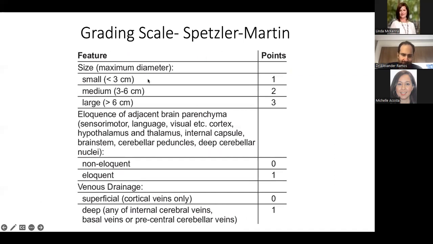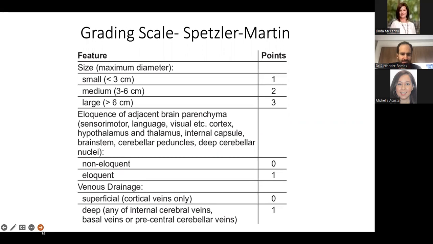It's the size: small, medium, large. The cutoffs are 3 and 6 centimeters. Eloquence of adjacent brain, which just means, is it in the motor strip or is it in the sensory strip? Is it in places of the brain that have a clear function, and therefore would doing surgery on this location cause the patient to have a deficit? And then venous drainage. He makes a difference between superficial or deep venous drainage. And obviously deep draining AVMs are more risky to treat.